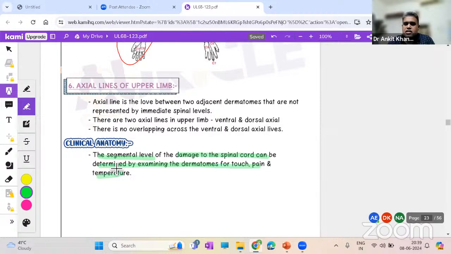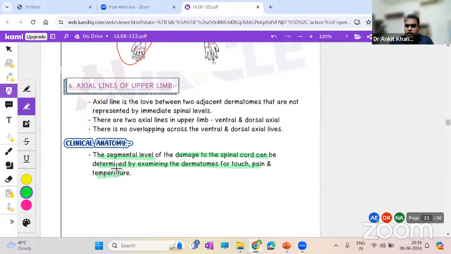Not just for your writing in the exam or giving the viva, but in your future clinical life as well. You need to know how to test pain, touch, temperature, and then you need to have a good idea which nerves the patient is complaining of less sensation.